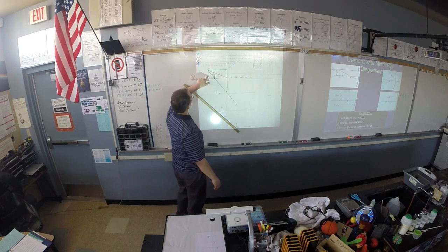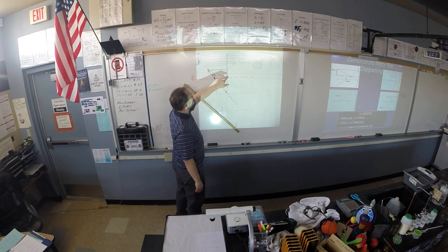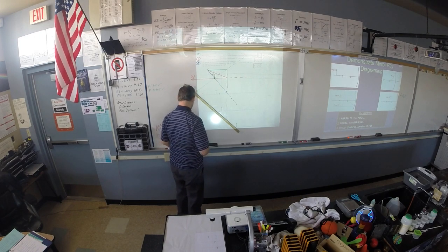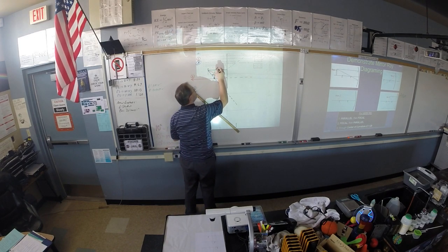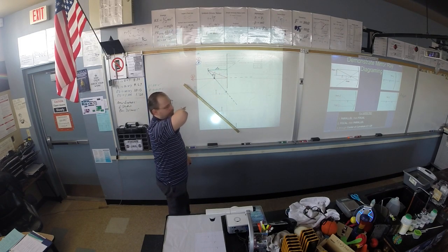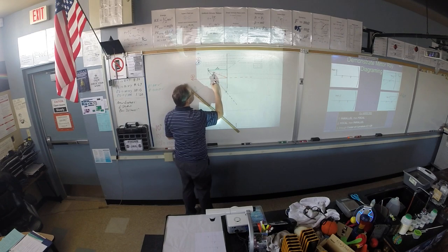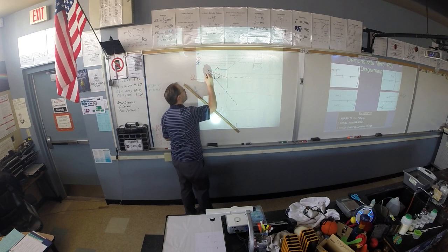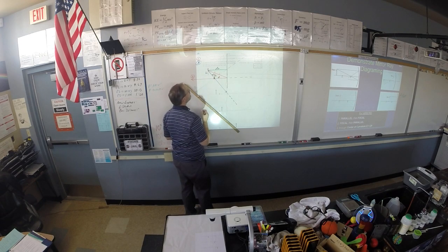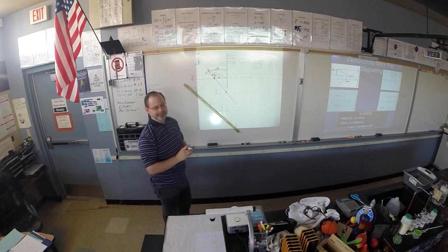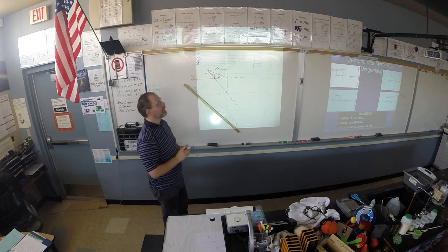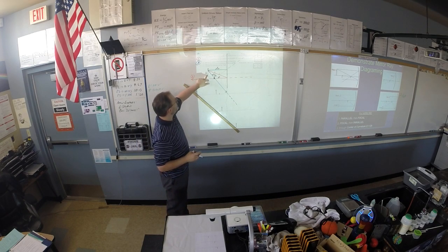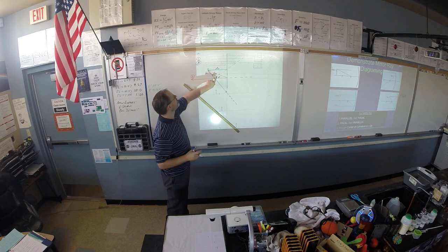The distance from the object to the normal is DO. The distance from the normal to the image is DI. The height of the object is H sub O, and the height of the image is H sub I.